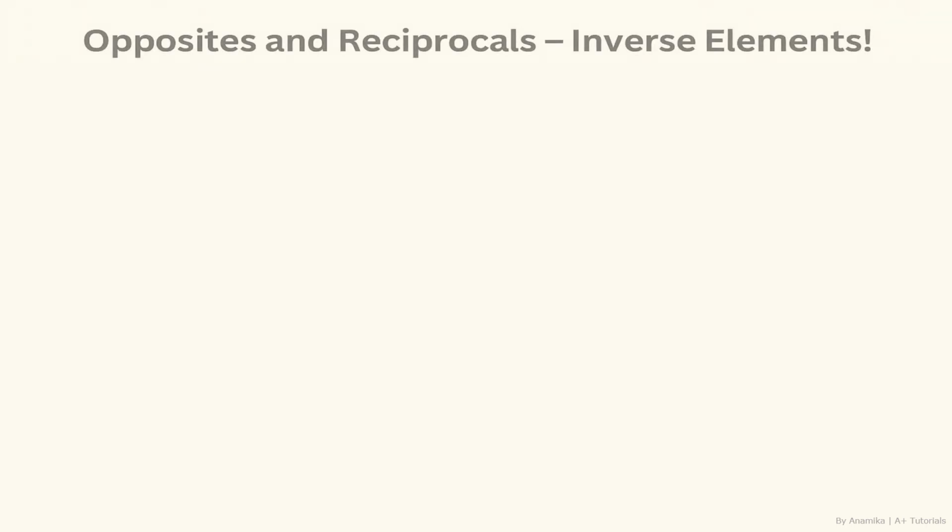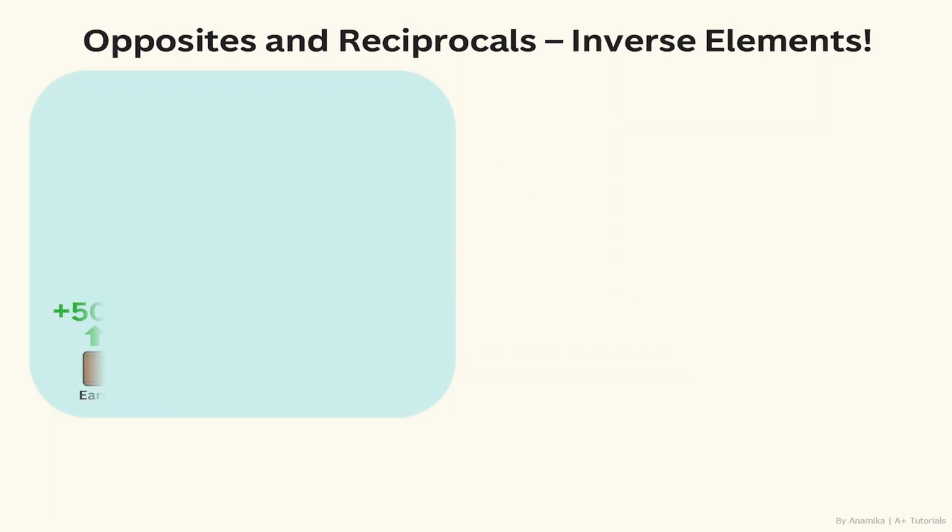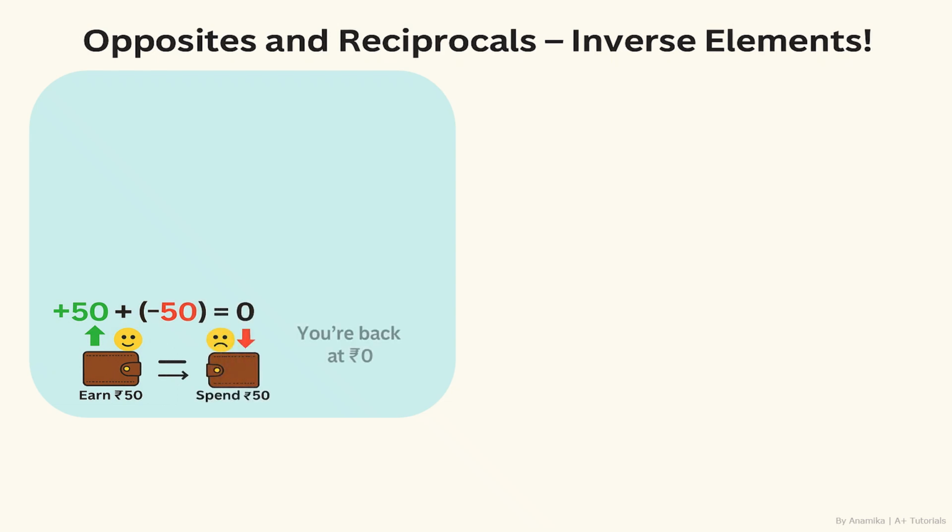After identities, we have inverses. They are all about undoing things. Imagine this. You earn rupees 50. Then you spend rupees 50. Oops. Now you are back at rupees 0. Earning and spending, they cancel each other out.